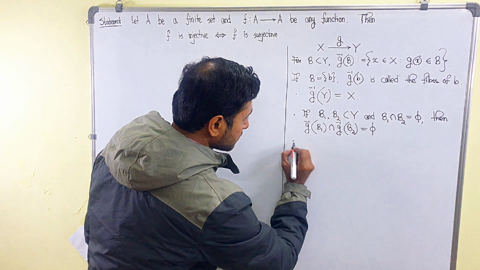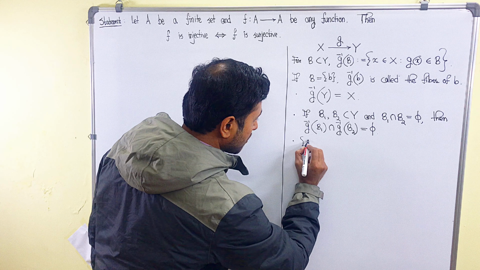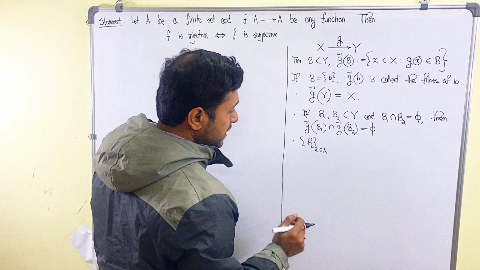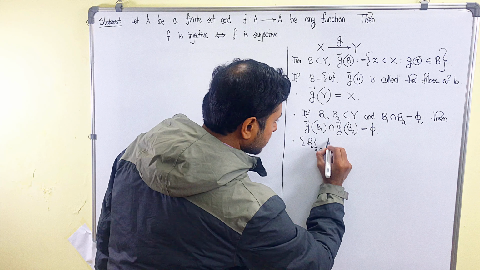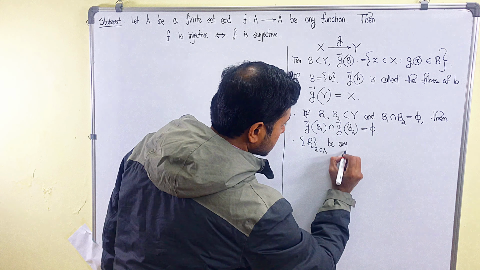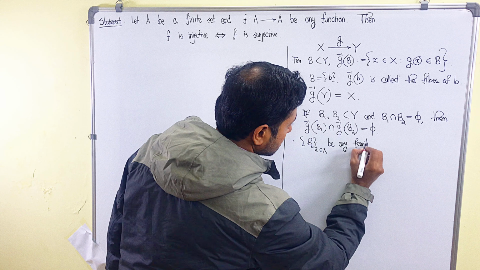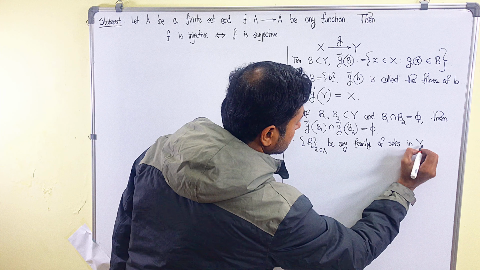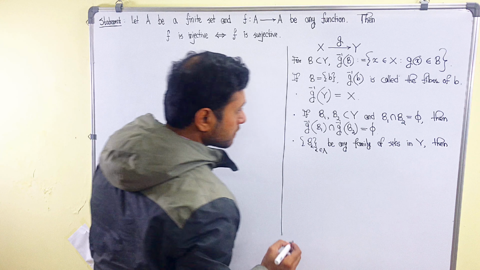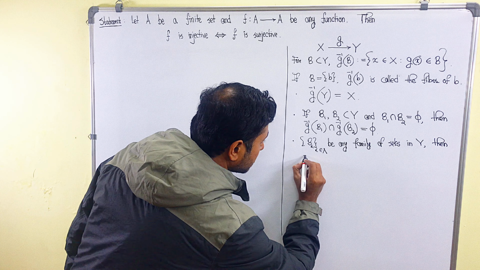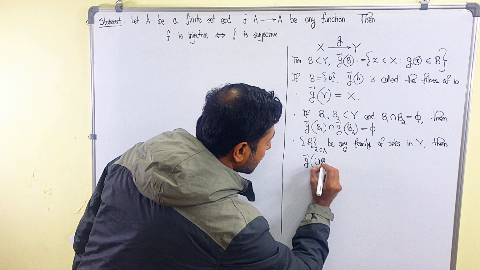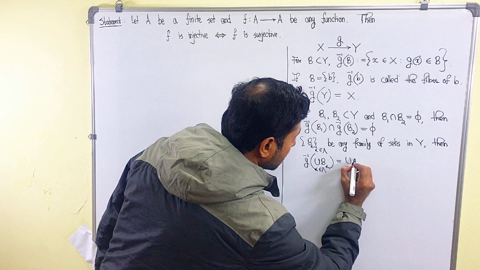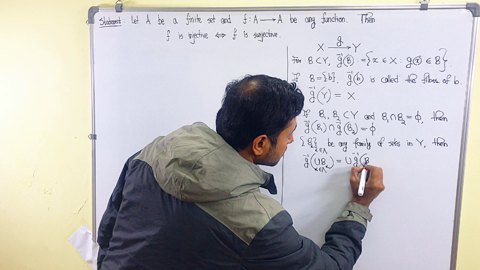Now suppose you have a family of subsets of Y, an arbitrary family, I mean the index set Lambda is arbitrary. So let B alpha be any family of sets, then g inverse of the union of B alpha is exactly equal to the union of g inverse of B alpha.